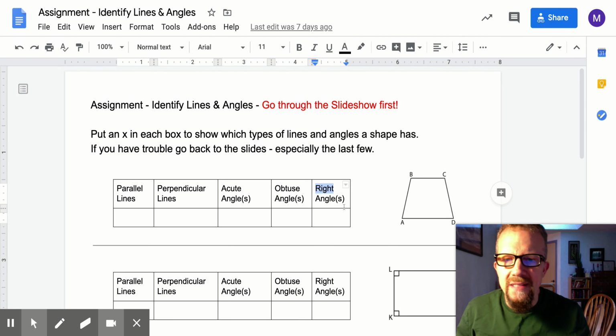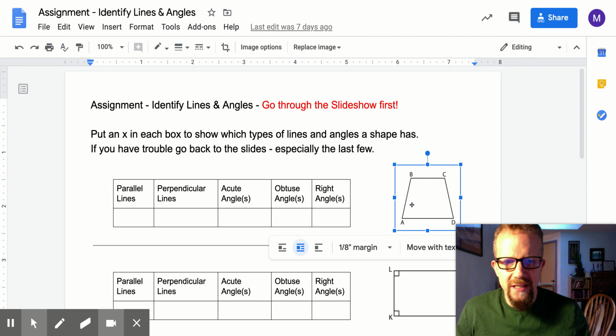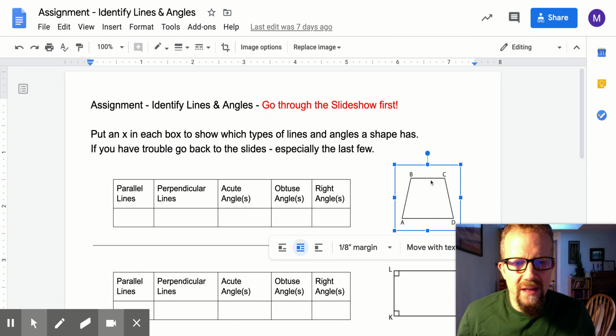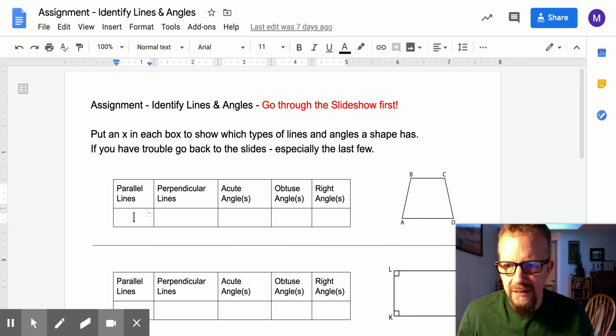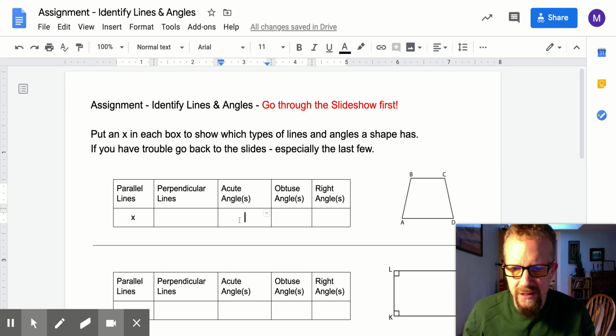All right, so let's take a look at our first shape here. It's got two parallel lines, right? BC and AD are parallel. I'm gonna click an X in parallel. They are not quite right angles, so nothing perpendicular. There are acute angles. Right here is acute, X. And up here and here, these guys are obtuse. So an X for obtuse.